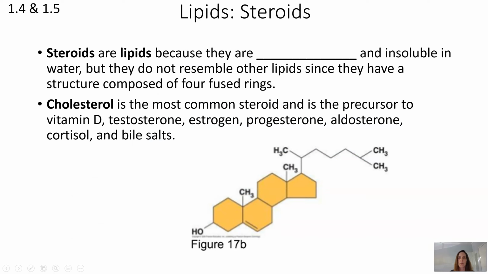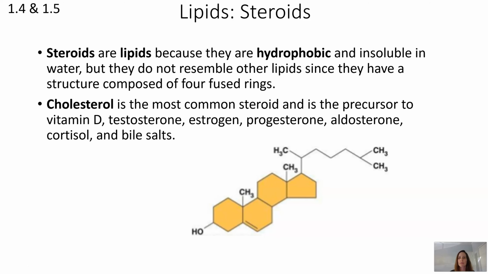All right, so let's talk about a third type of lipid, which is steroids. So steroids are lipids because they are blank. Think back, what do all lipids have in common? Why are lipids lipids? What do they share as a property? So lipids are hydrophobic. And lipids are hydrophobic, that means they tend to stay away from water, right? That means they're insoluble in water.